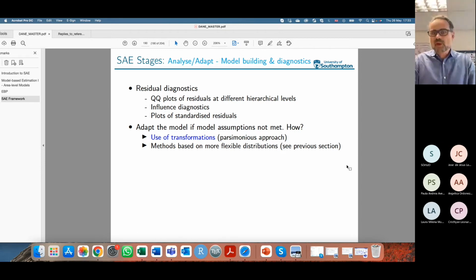If the model assumptions are not met, as I said, it's quite standard to use some kind of transformation, which is a parsimonious approach, because you stay within the same framework of mixed models, but you consider transformations. And if transformations do not help, then you can try methods based on more flexible distributions. Again, we described some literature that uses a skew normal distribution. There is literature that uses the generalized beta distribution of the second kind.